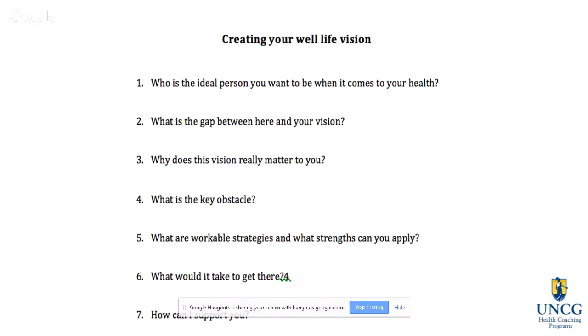So I want to talk now about some of the tools that are in your manual. This is the Well Life Vision. It is on page 77 in your manual, and you may remember it as one of the homework assignments on the first day of training. These are examples of questions that can guide the process of exploration with the client. These questions help to connect the client's current goals with their overall vision for their well-being.